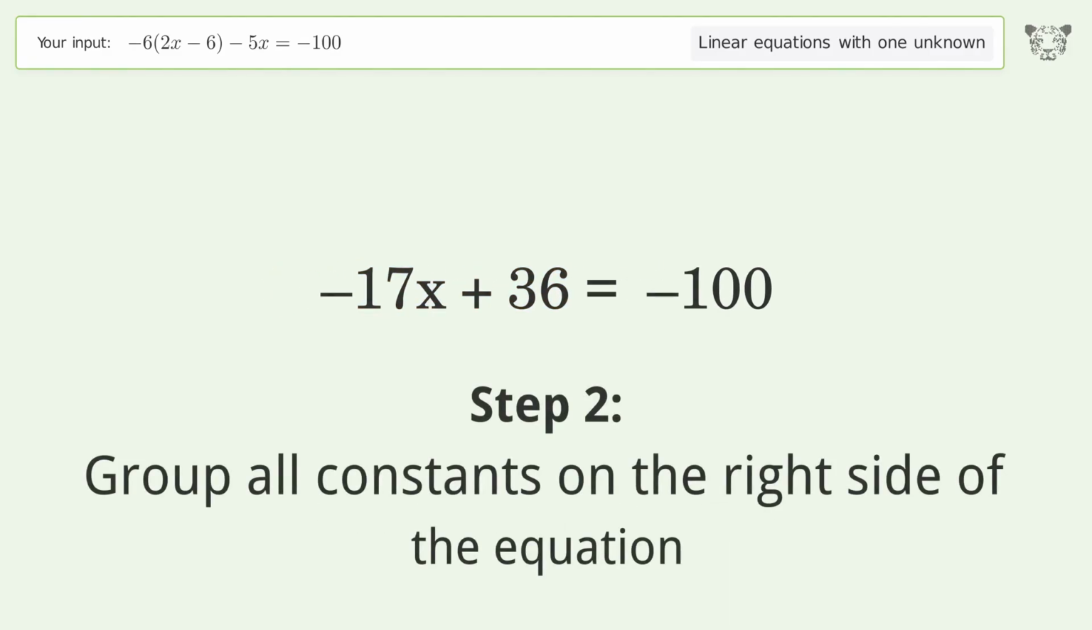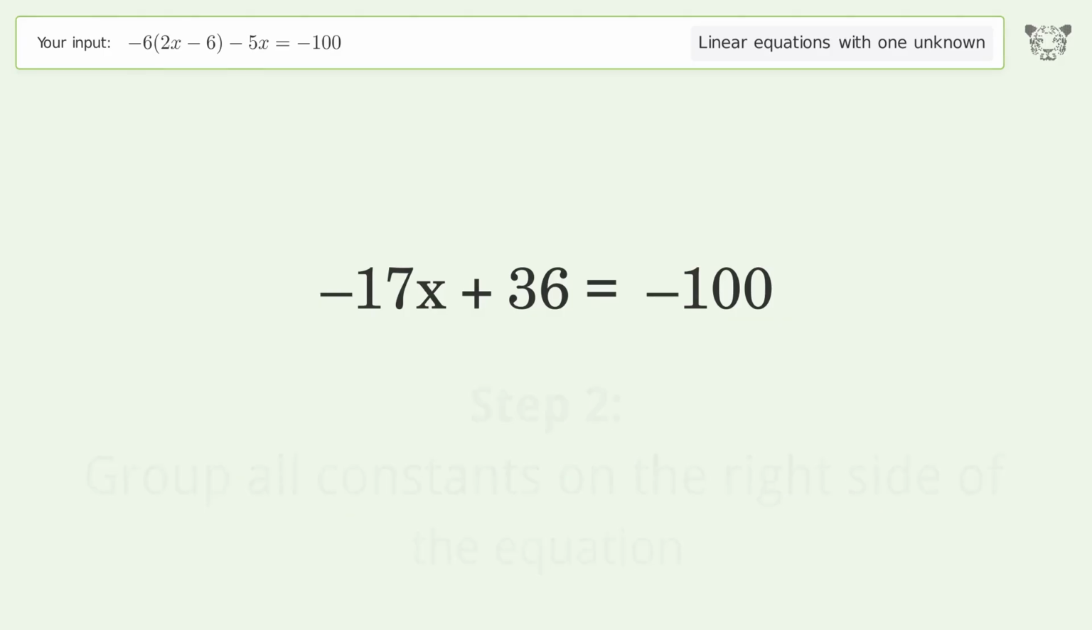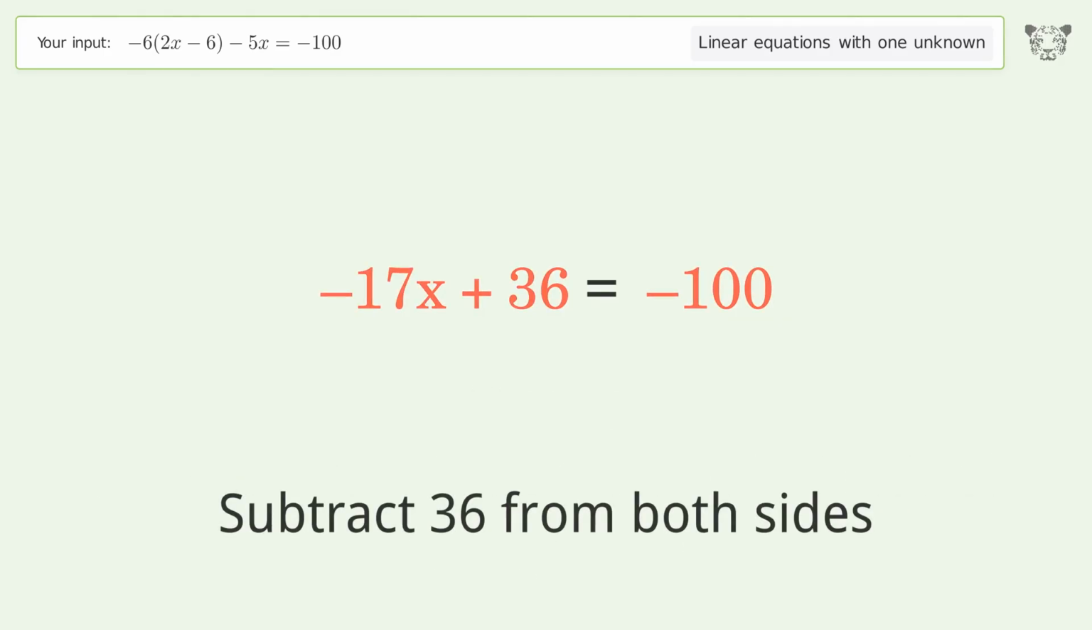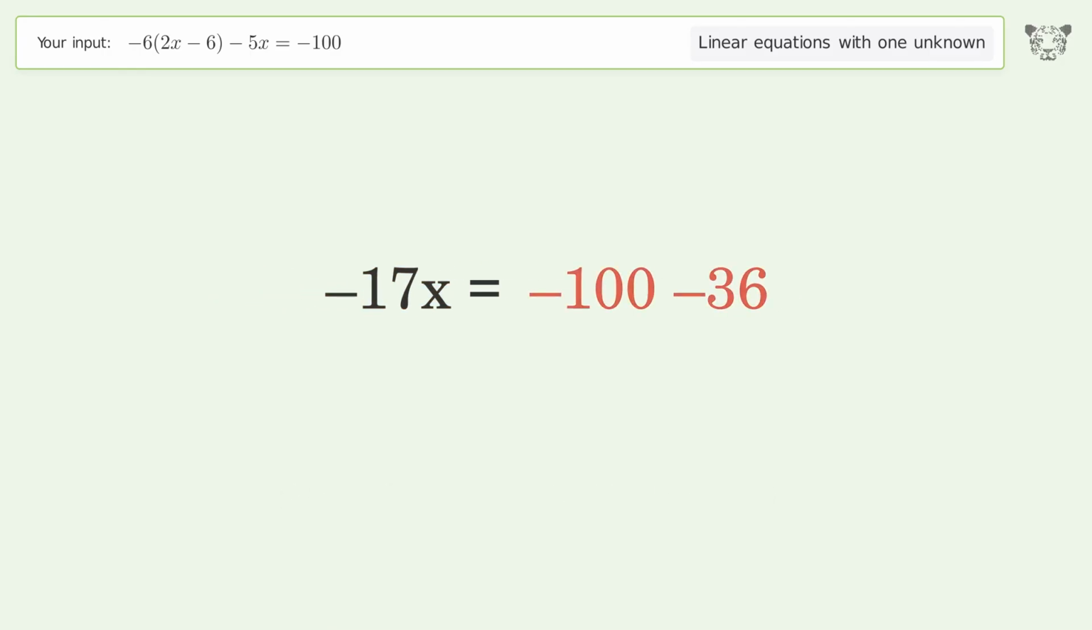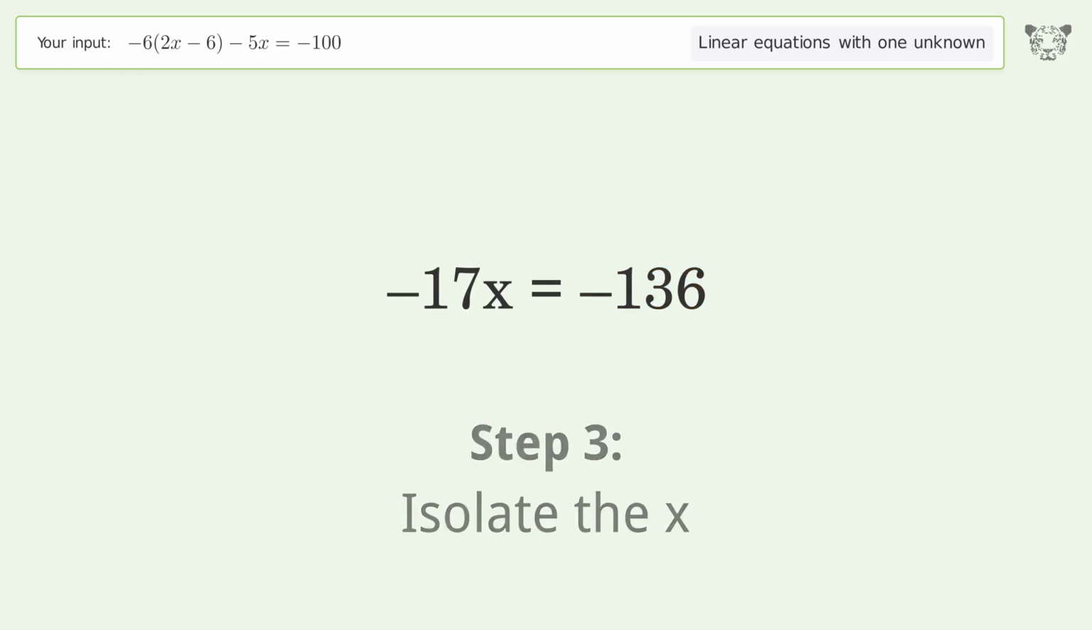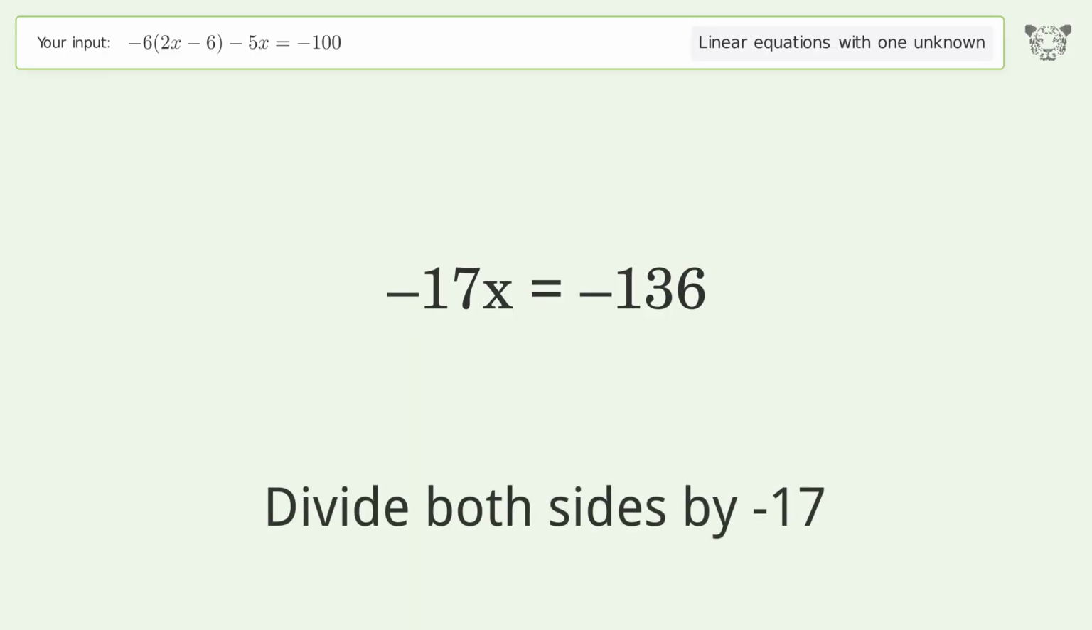Group all constants on the right side of the equation. Subtract 36 from both sides. Simplify the arithmetic. Isolate the x. Divide both sides by -17.